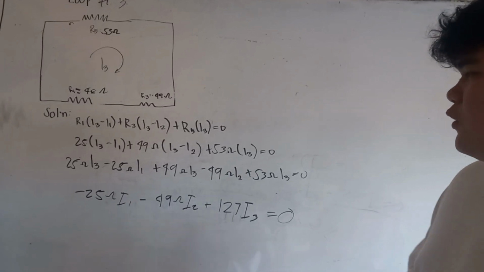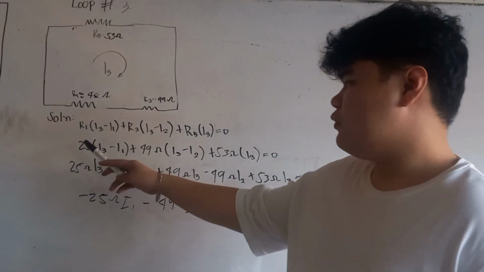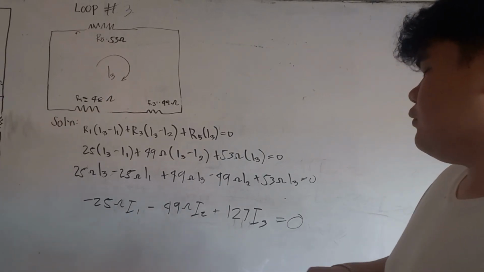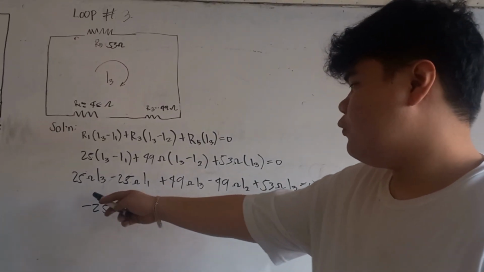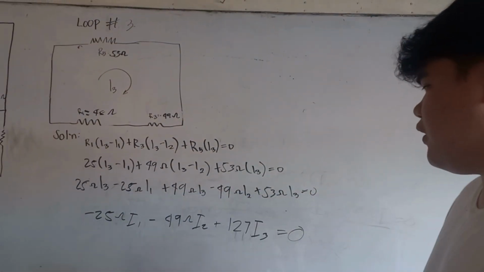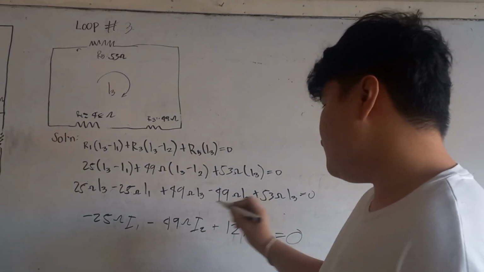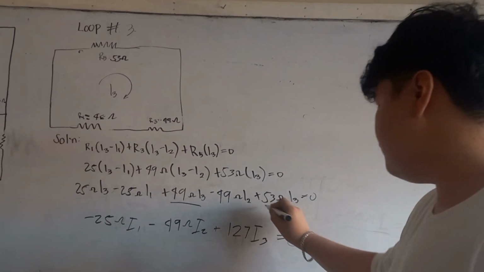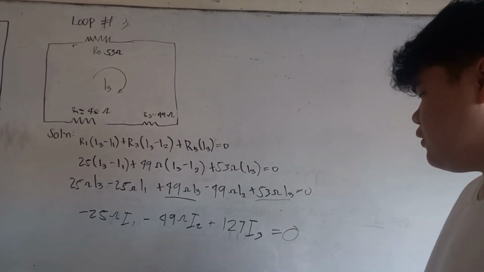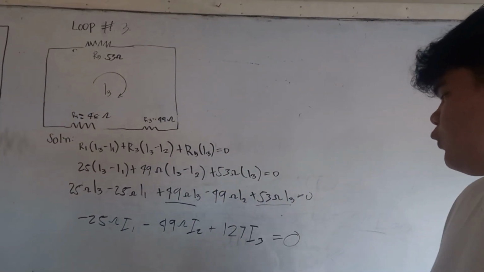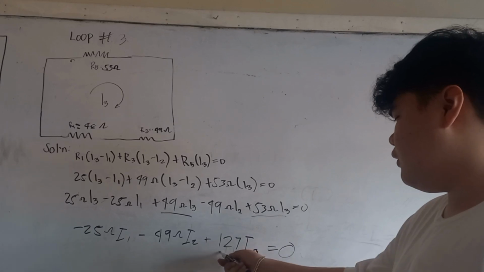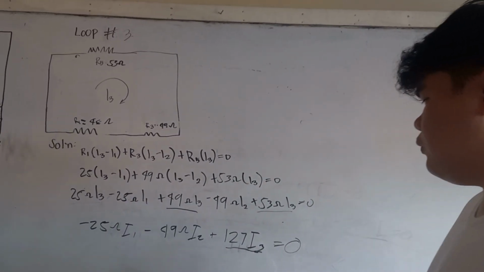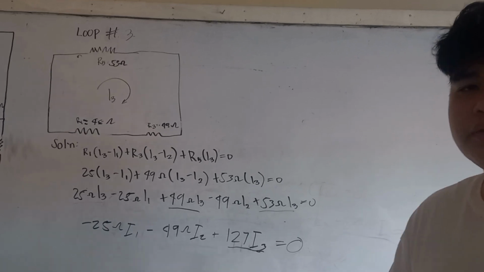So we just need to distribute our R so that we can now have this, and we just need to add the same I3. So we can have 127 I3, and that is for our loop number 3.